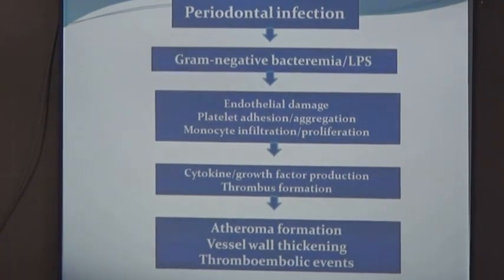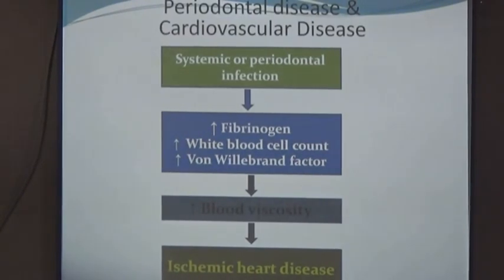So you remember, before that I told you periodontal infection gives an increase in fibrinogen, an increase in WBC count, and an increase in von Willebrand factor. So what happened? All these together increase the blood viscosity. Once that increases the viscosity, there is going to be ischemic heart disease.